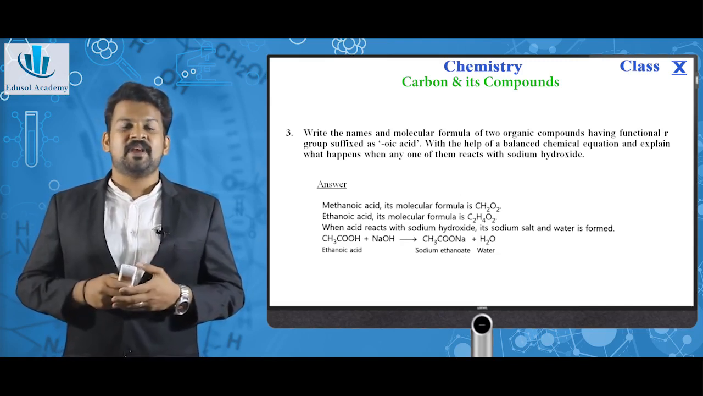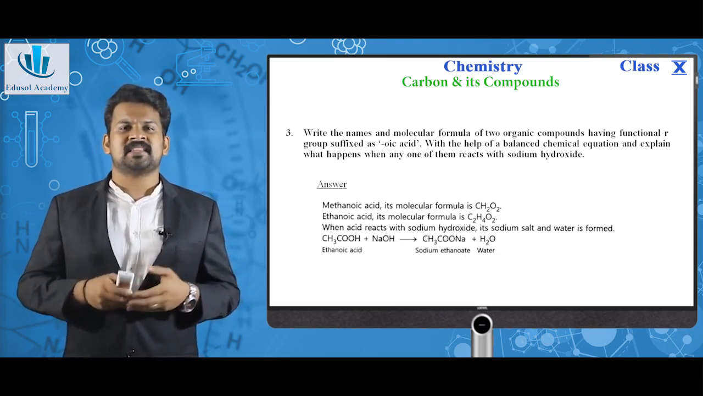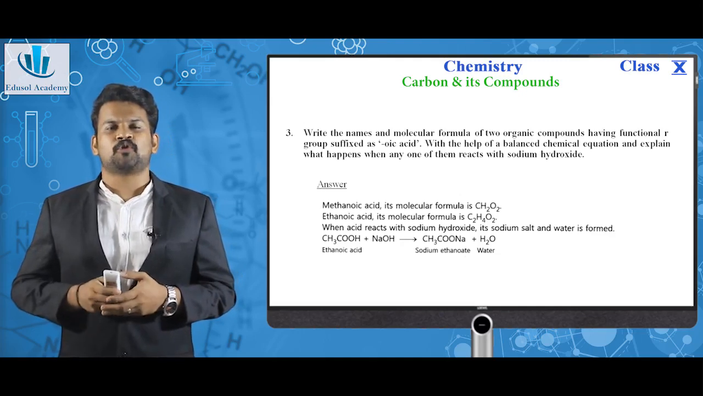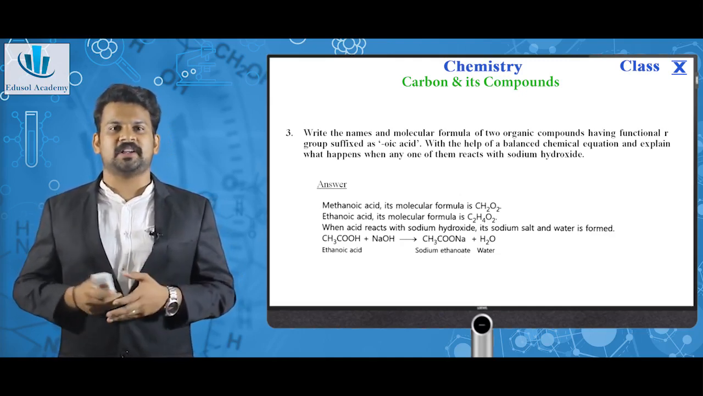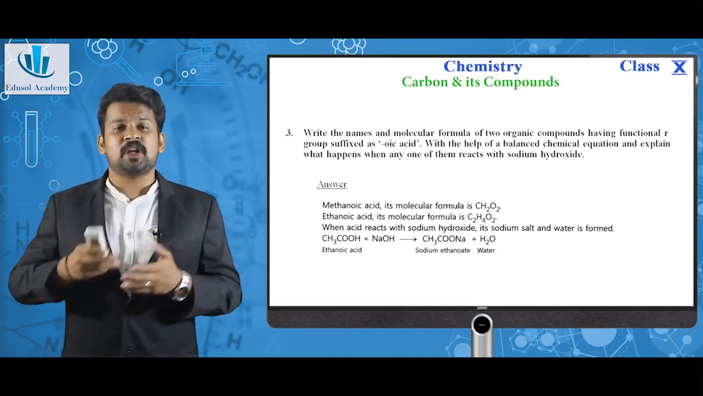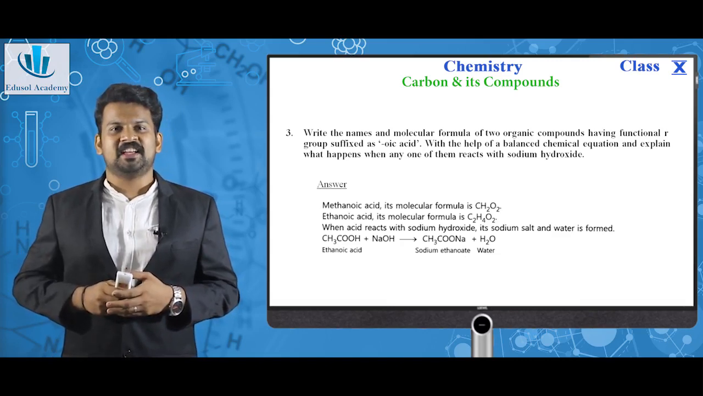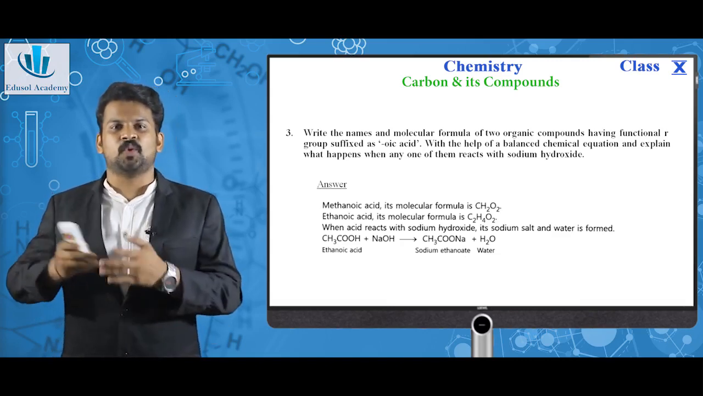CH3COOH. When an acid reacts with sodium hydroxide, a sodium salt and water are formed. It is a simple acid-base reaction, a neutralization reaction that gives salt and water. As you can see here, ethanoic acid and sodium hydroxide react together to form CH3COONa, which is sodium ethanoate, and H2O, water.